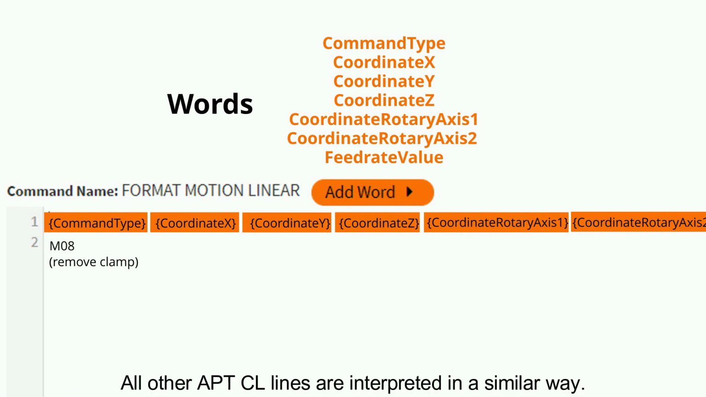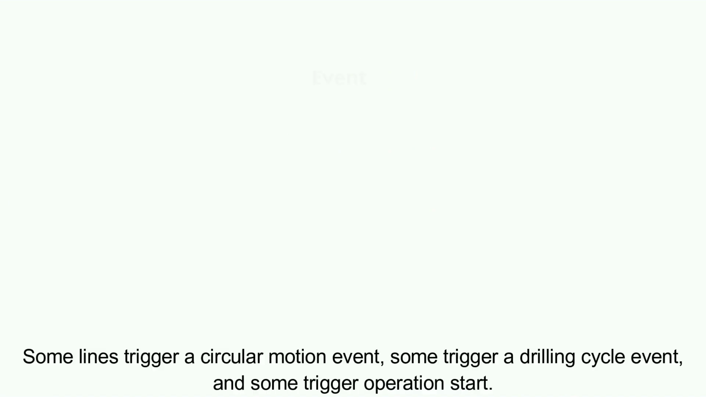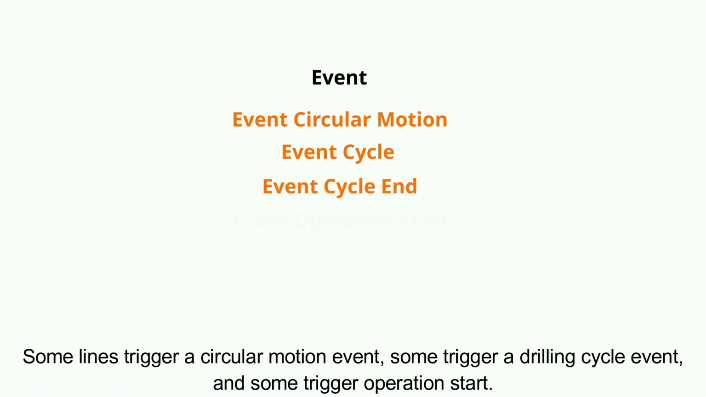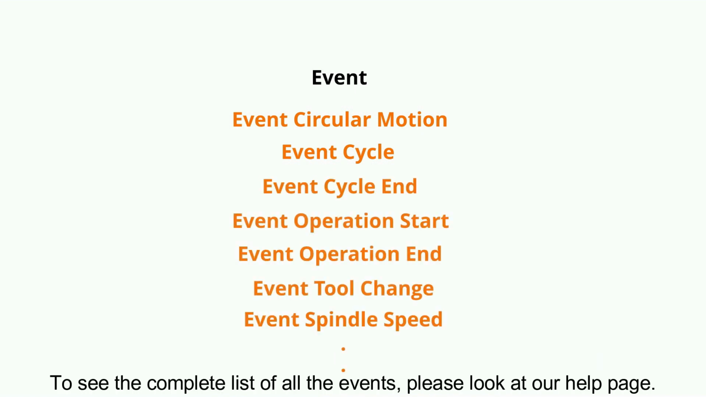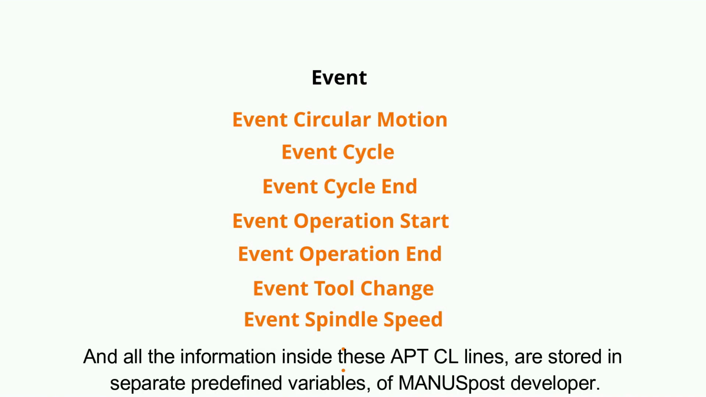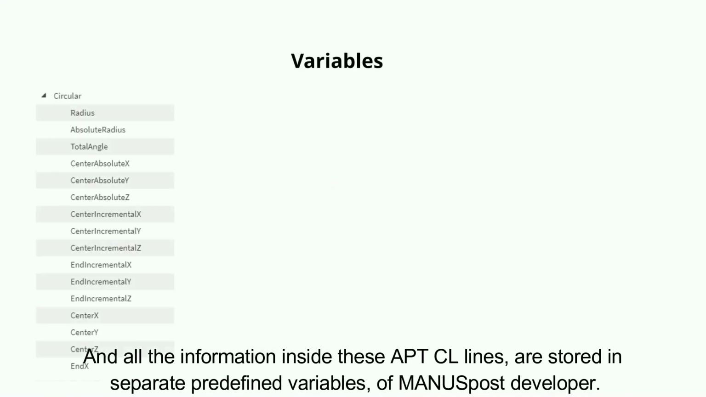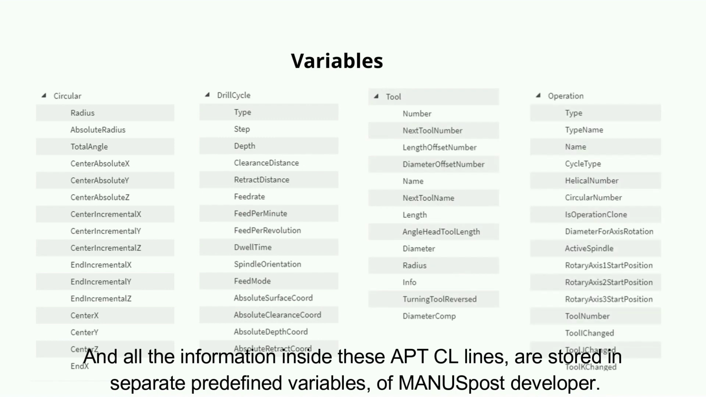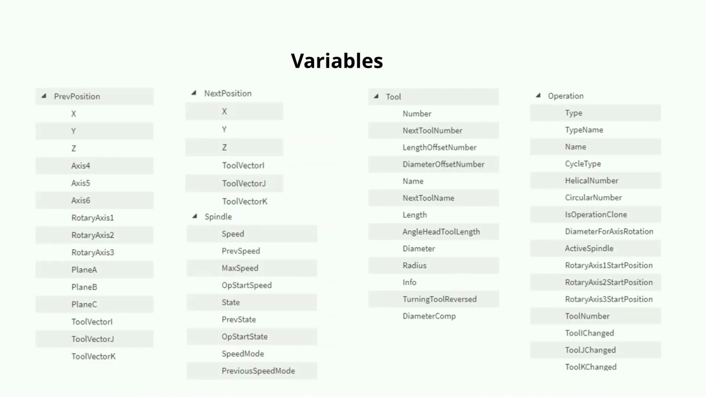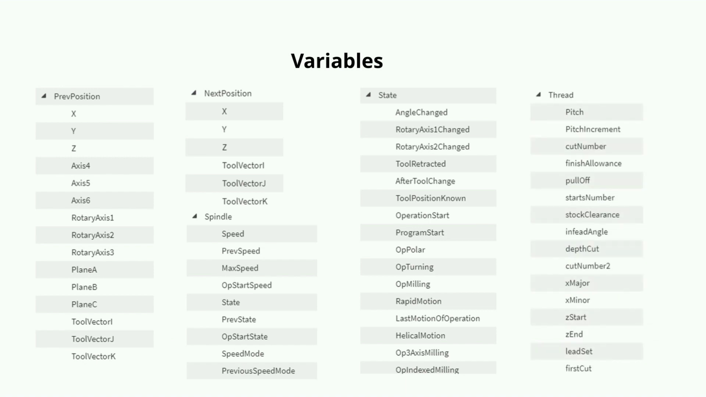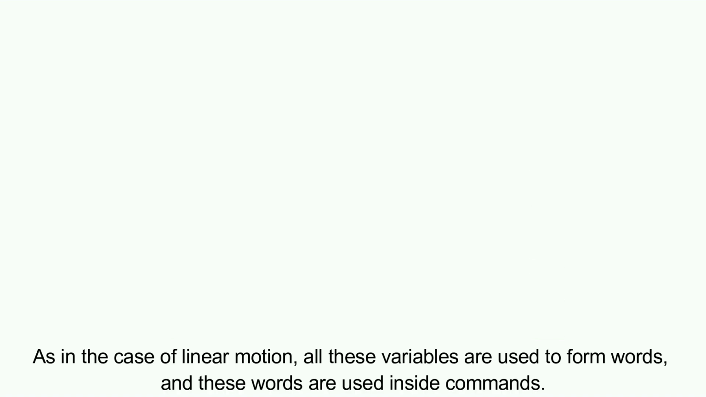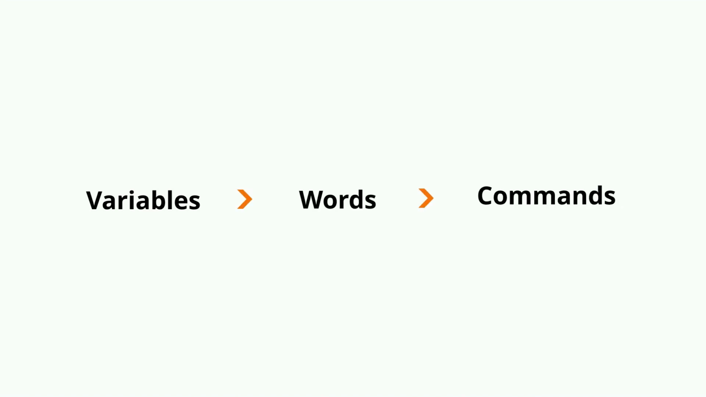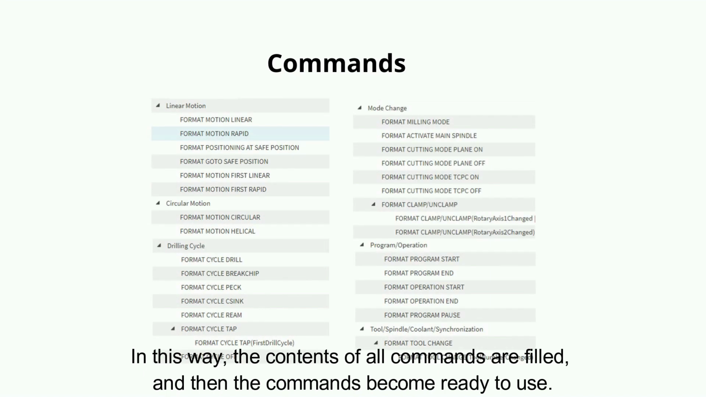All other APTCL lines are interpreted in a similar way. Some lines trigger a circular motion event, some trigger a drilling cycle event, and some trigger operation start. To see the complete list of all the events, please look at our help page. And all the information inside these APTCL lines is stored in separate predefined variables of MANUSpostdeveloper. As in the case of linear motion, all these variables are used to form words, and these words are used inside commands. In this way, the contents of all commands are filled, and then the commands become ready to use.